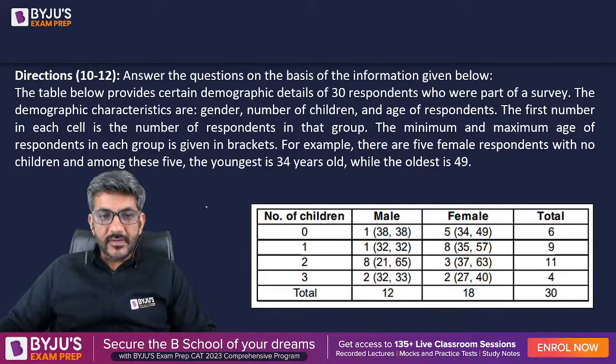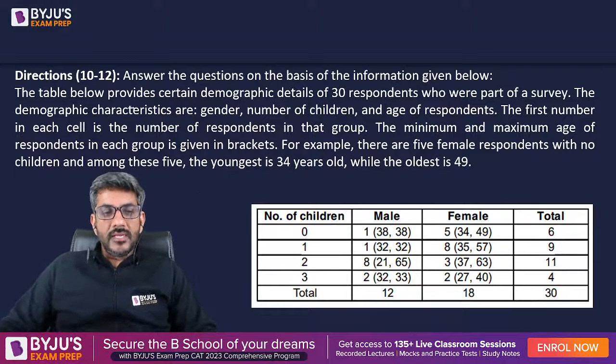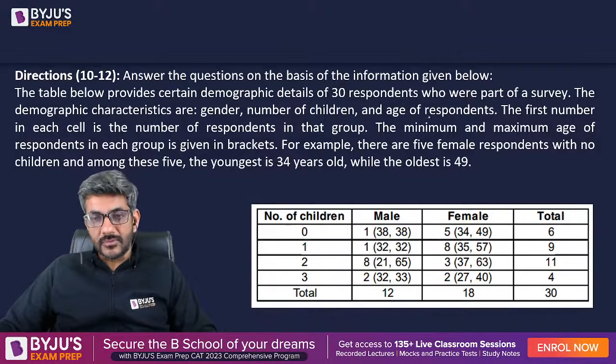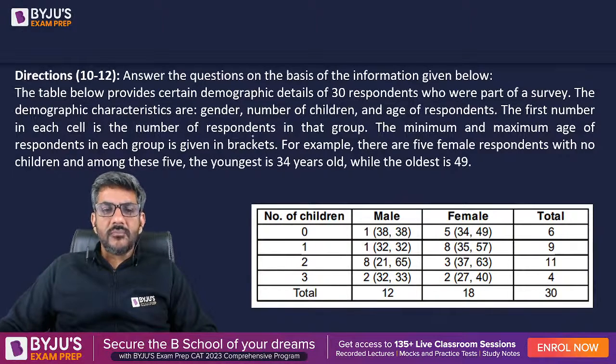I think all of you have read it, so let's start doing it now. The table below provides certain demographic details of 30 respondents who were part of a survey. The demographic characteristics are gender, number of children, and age of respondents. So this information is given. The first number in each cell is the number of respondents in that group. The minimum and maximum age of respondents in each group is given in brackets. For example, there are 5 female respondents with no children, and among these 5, the youngest is 34 years old, while the oldest is 49.